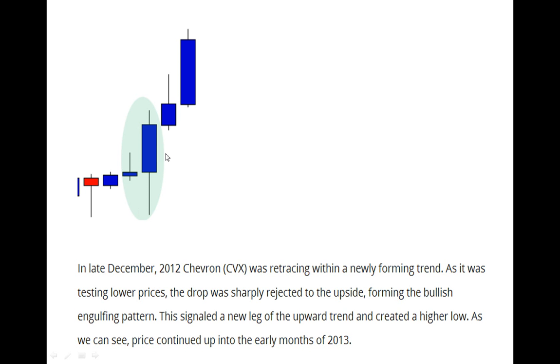We usually say that this candle, when it is formed during an uptrend, signals a continuation of the bullish trend. When it is formed during a downtrend, then it signals the reversal of the bearish trend.